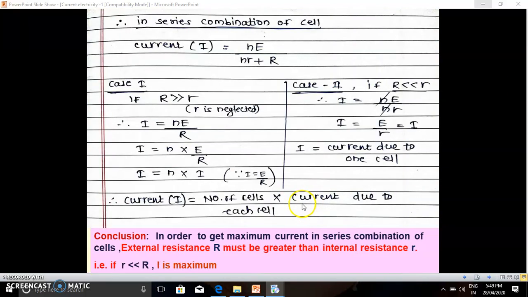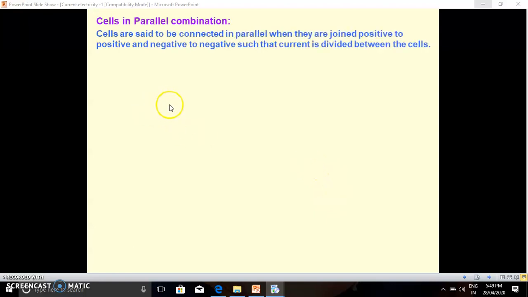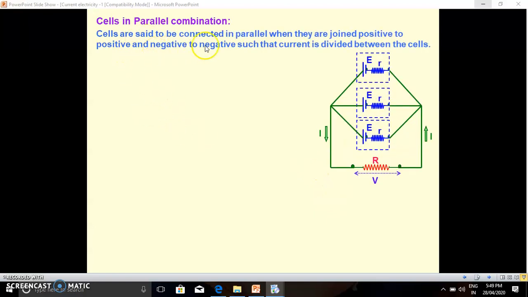The next we'll see parallel combination of cells. So what does parallel mean? Cells are said to be connected in parallel when they are joined positive to positive and negative to negative, such that current is divided between the cells. Means all positive terminals are connected at one point and all negative terminals are connected at one point. Such a combination is called a parallel combination. And R is the external resistance and I is the amount of current flowing through the cell.